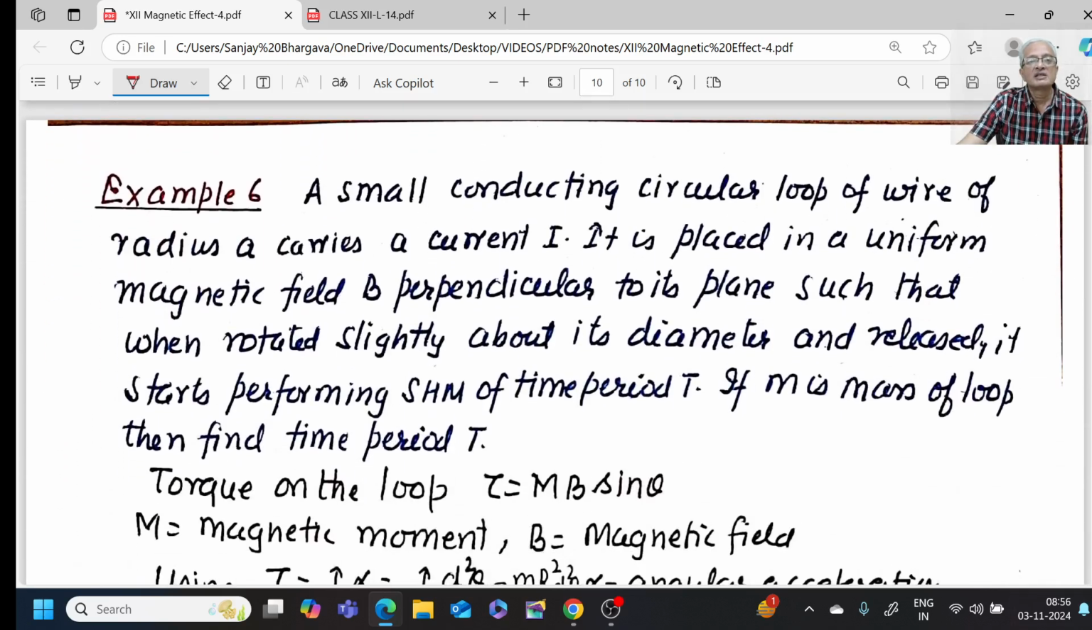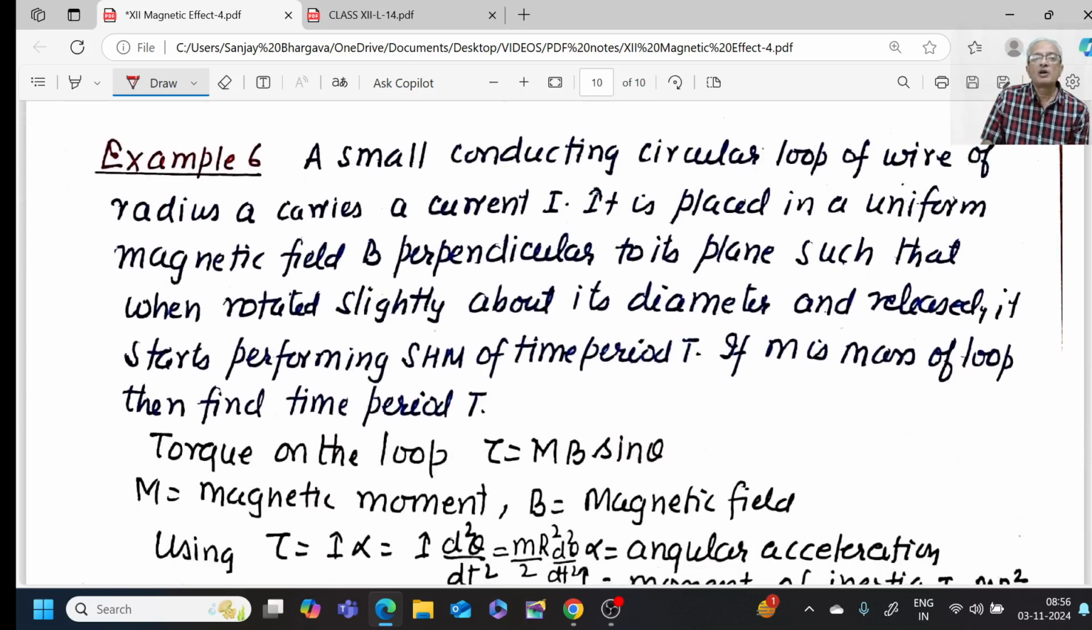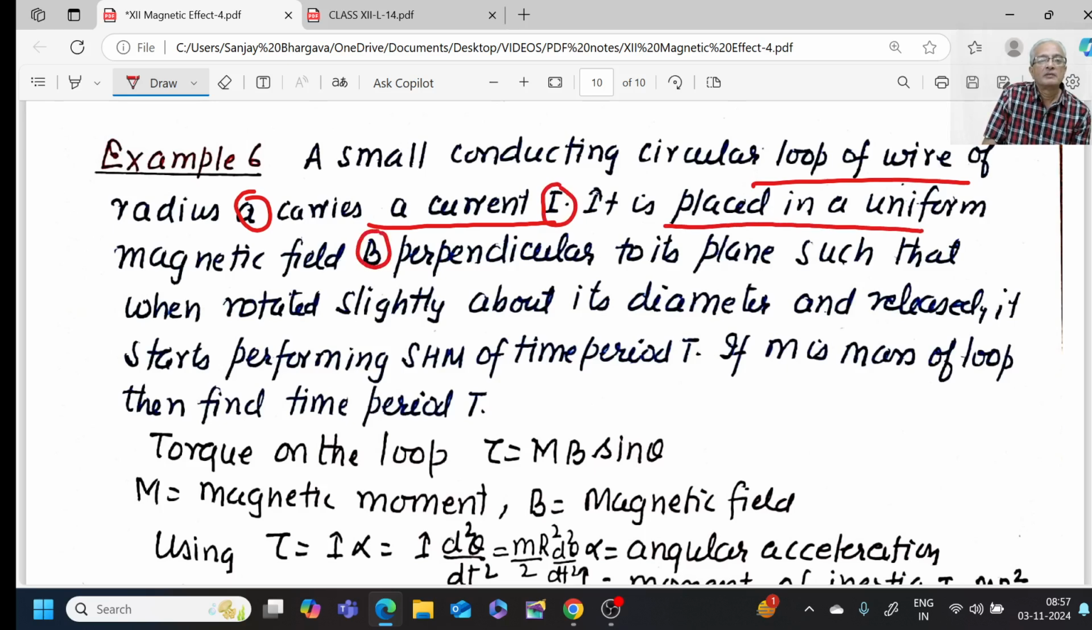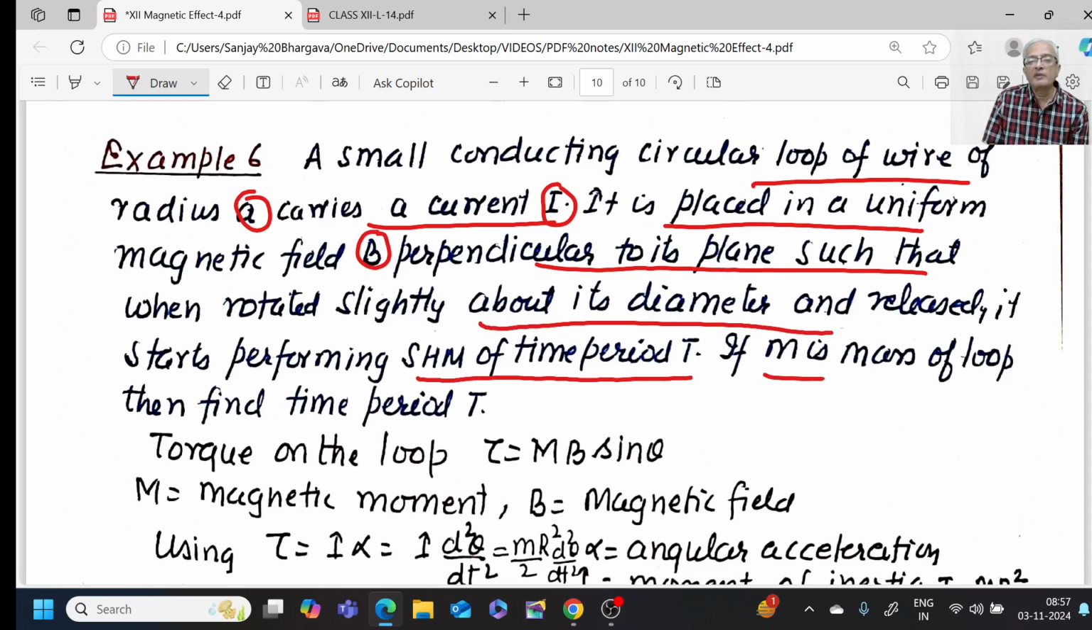Example number 6. A small conducting circular loop of wire of radius A carries a current I. It is placed in a uniform magnetic field B perpendicular to its plane, such that when rotated slightly about its diameter and released, it starts performing SHM of time period T. If M is the mass of the loop, then I am interested in calculating what would be the time period. So torque can be calculated here.